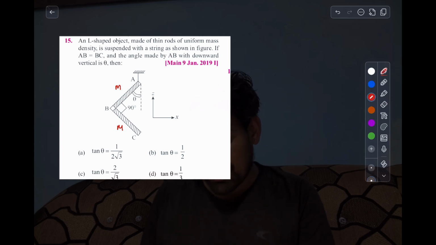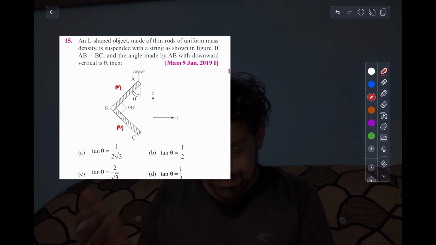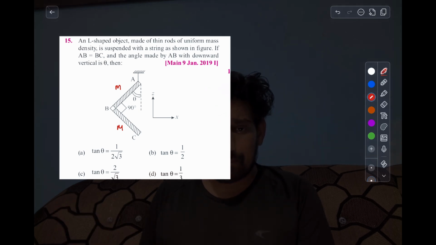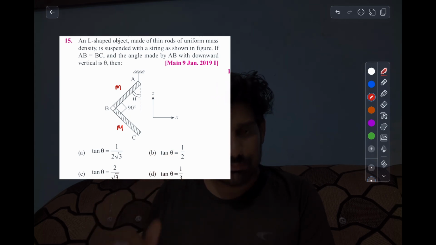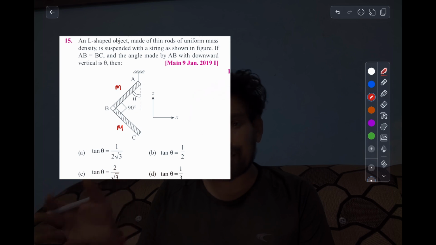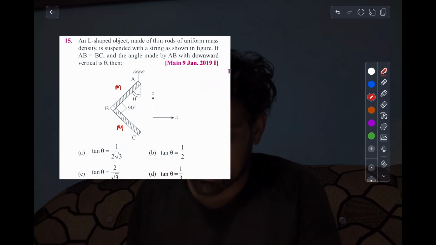Now, this object is in equilibrium; they have said that it is suspended and at rest. What is the meaning of equilibrium? It is not performing any kind of motion. It is not changing its state of motion. It is neither changing the rotational state of motion nor the translational state of motion.